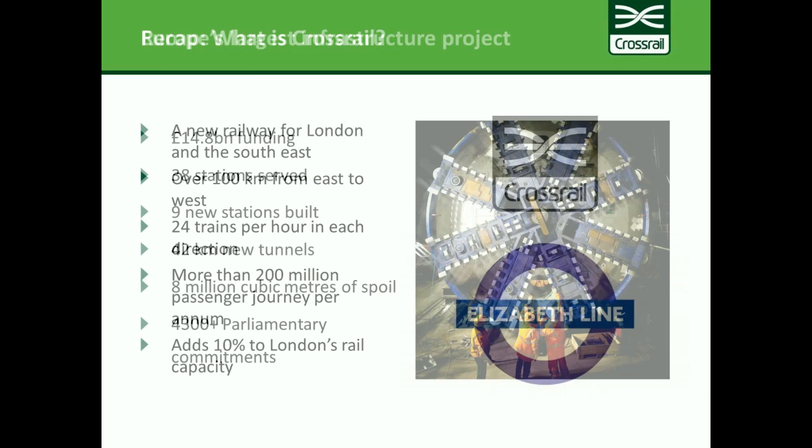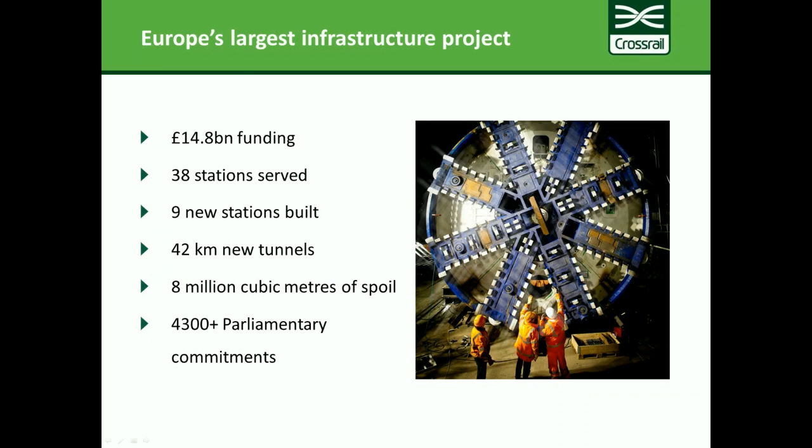We are, I think, still Europe's largest infrastructure project currently being delivered. There are some other big infrastructure projects following behind, but £14.8 billion funding is a significant enterprise. Crossrail will serve 38 stations across its line, of which 9 of those stations are completely new builds across the centre of the city.